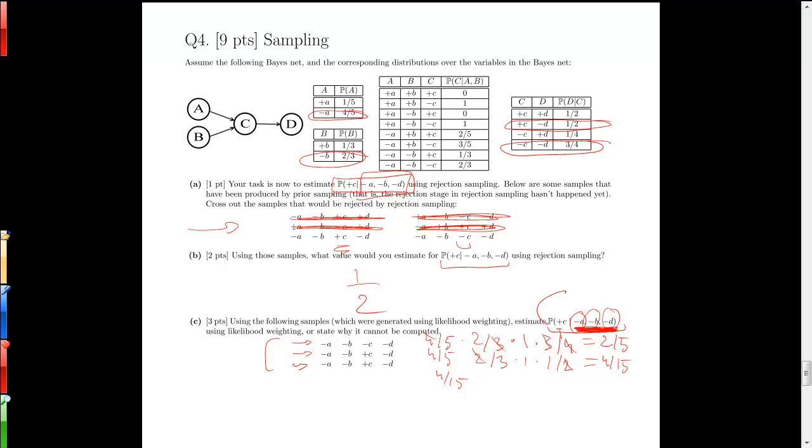Now to get this probability of plus C given minus A minus B minus D, we look at the samples that have plus C, which are the 4/15 and 4/15. So we get 4/15 plus 4/15, the sum of the weights of the samples that satisfied everything, and then we divide by the sum of the weights of all the samples, which is 2/5 plus 4/15 plus 4/15.